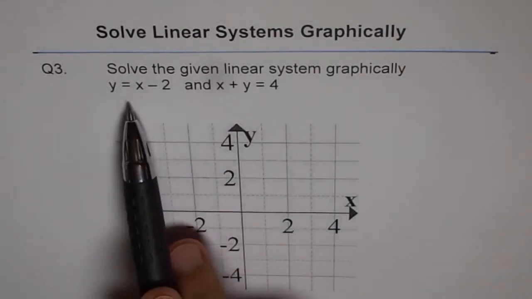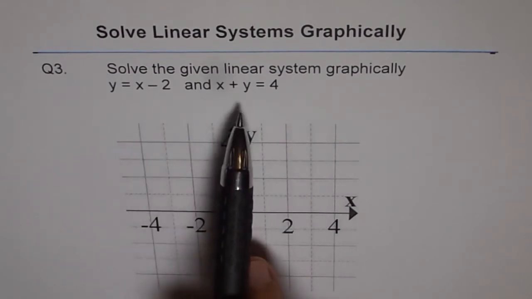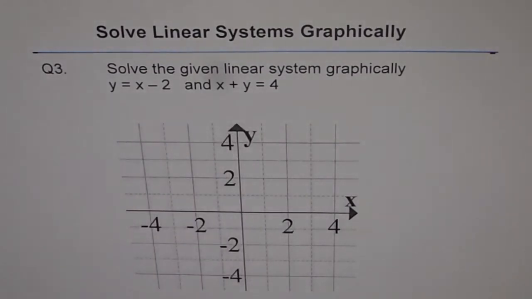Linear means representing lines. So two equations, more than one, form a system. Two is more than one, therefore it forms a system. Since the equations are representing lines, it forms a linear system.